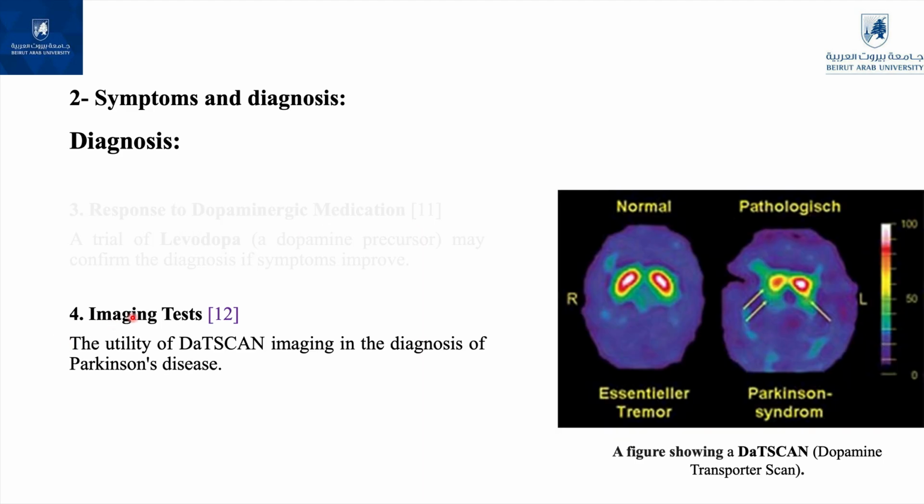Also, doctors can perform imaging tests like the DaTscan imaging to determine the level of dopamine in the brain. Here you can see the results are normal, the normal quantity of dopamine secreted in the brain. But here you can see that the level of the dopamine secreted in patients suffering from Parkinson's disease is low or depleted. So we can check them from the colors obtained here.